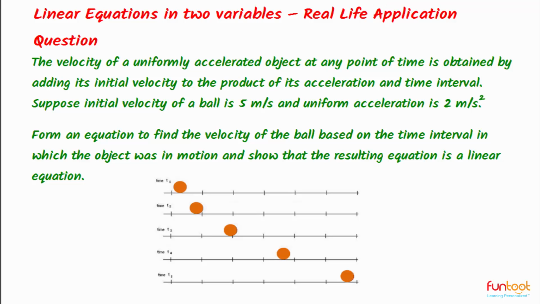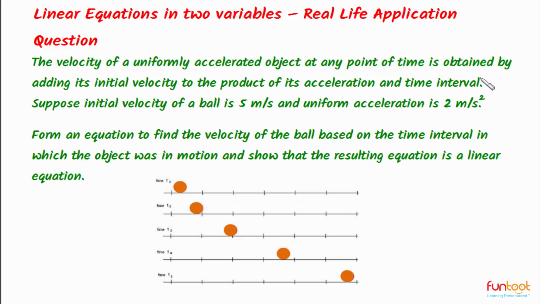Let's do a problem. In this problem, it is given that the velocity of a uniformly accelerated object at any point of time is obtained by adding its initial velocity to the product of its acceleration and time interval. So here we are given a relation between final velocity, initial velocity, acceleration and time.